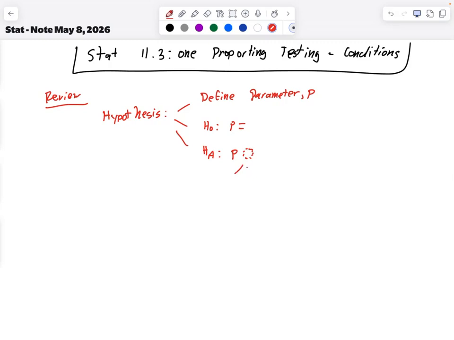we talked about. It might be greater than, it might be less than, it might be not equal to, and we have these. Now in each scenario, we're using P0, which is that hypothesized claim, and that's very, very important. That number, P0, is what you're going to utilize today. And that leads us in today's lesson.